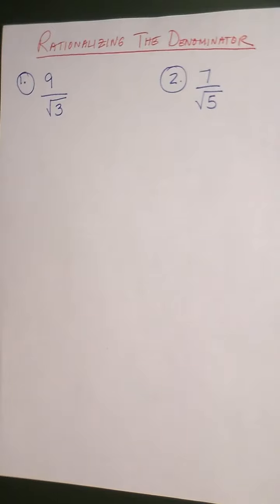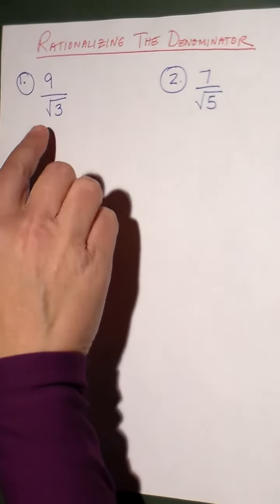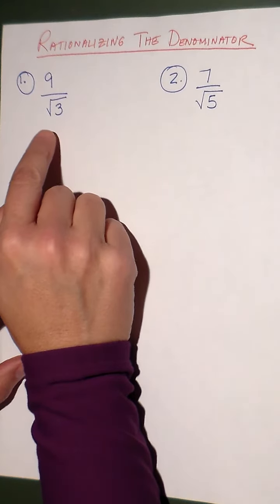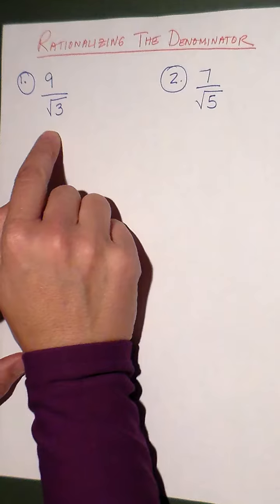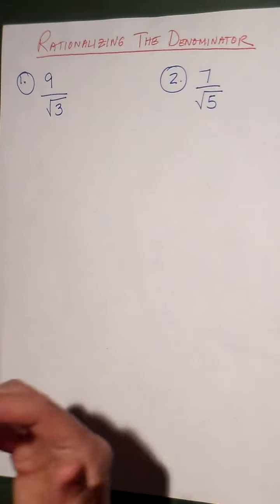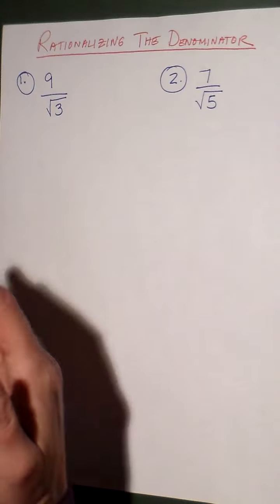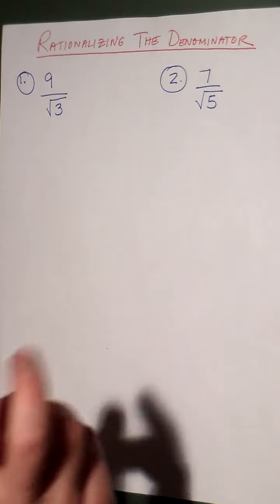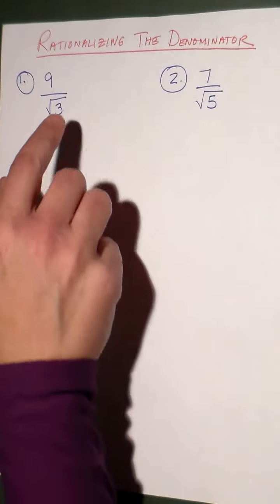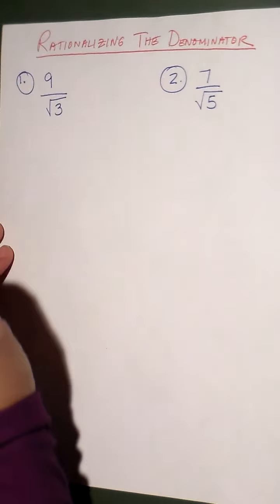We are going to look at rationalizing the denominator, which is, of course, making sure that we don't have a radical in the denominator. Whenever you have a fraction, the proper way to present that fraction is to not have a radical, square root, cube root, etc. in the denominator of the fraction. So we want to rationalize that denominator. What we're going to end up doing is getting rid of that square root.